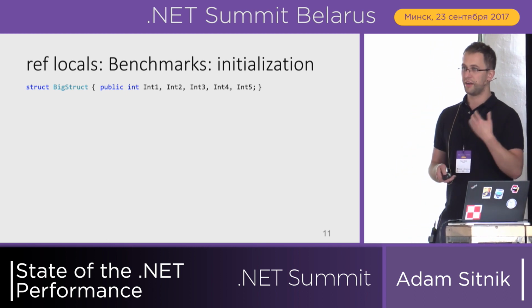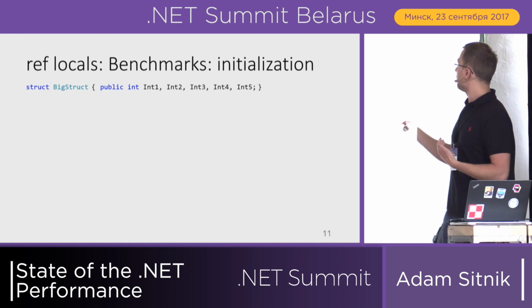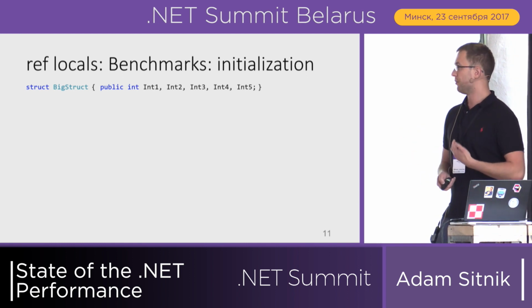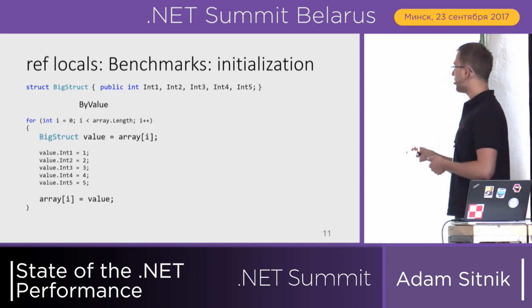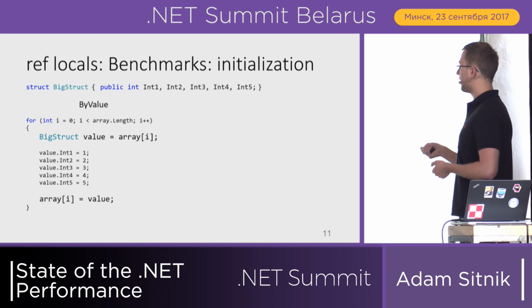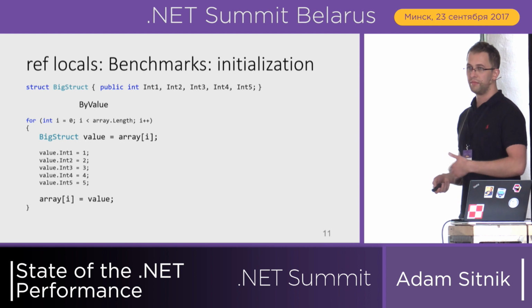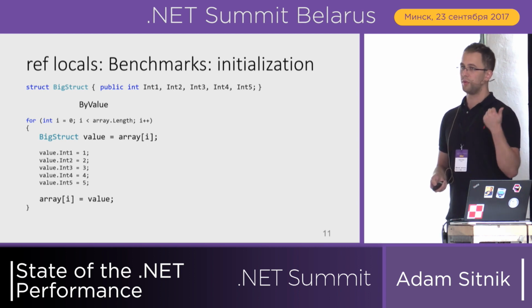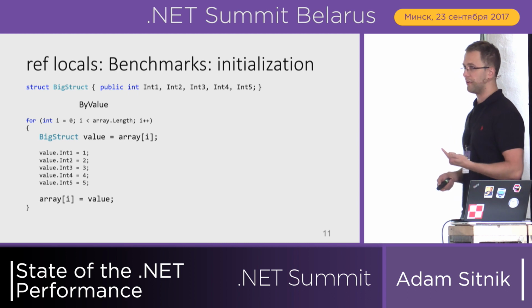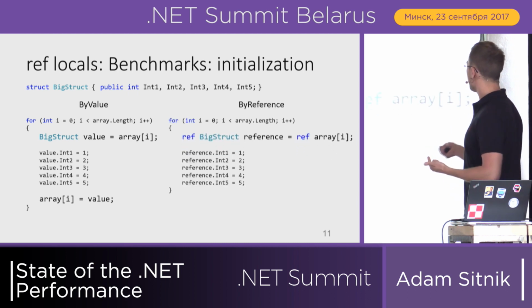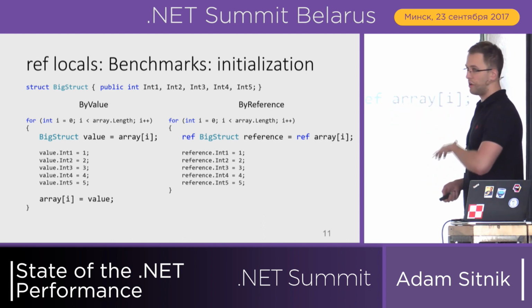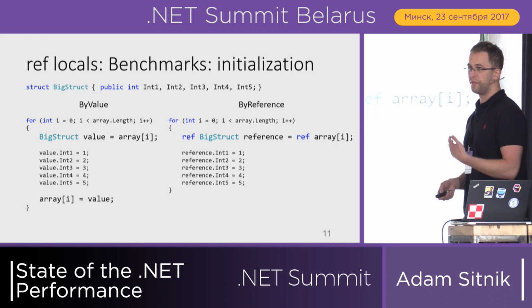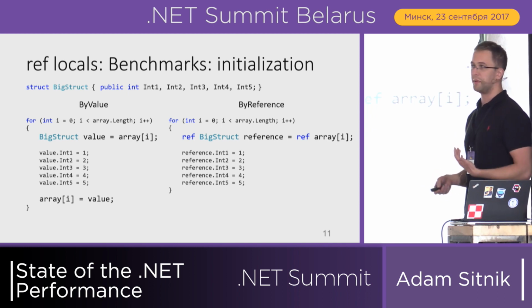We have a list, an array of large structures, 5 fields, 5 integers, and we will initialize the array. So when we do it by copy, we copy the value from the array to local variable, then we initialize it, and then we copy it once again to the array. So every iteration of a loop, 2 copies made. With local references, we just create a local reference to a place in a memory. It's an alias. So we don't copy any memory. We just work with references, something we used to do in C++.